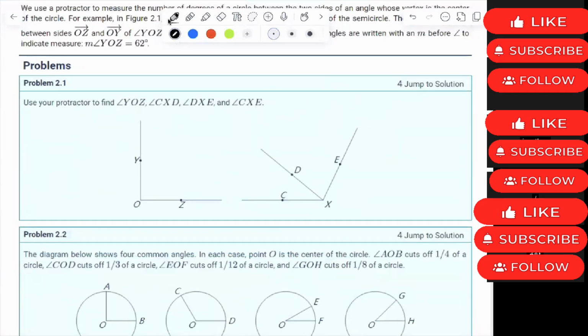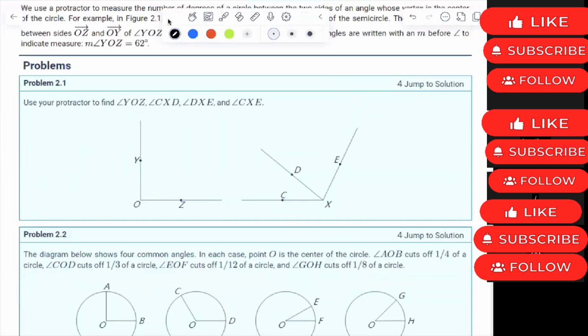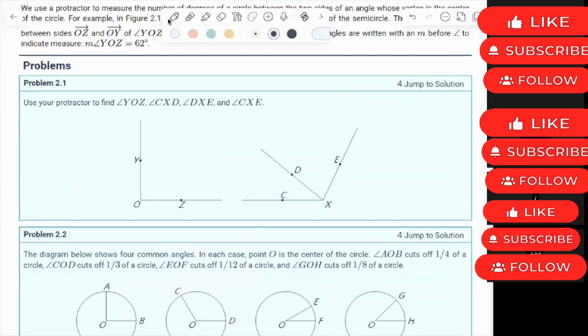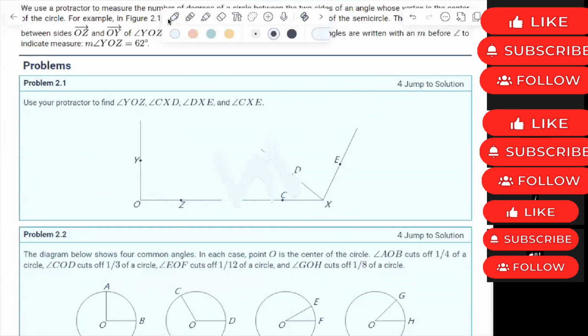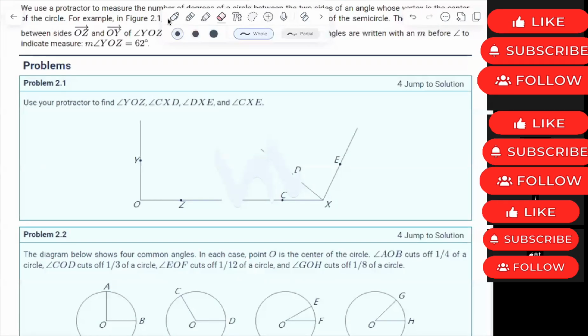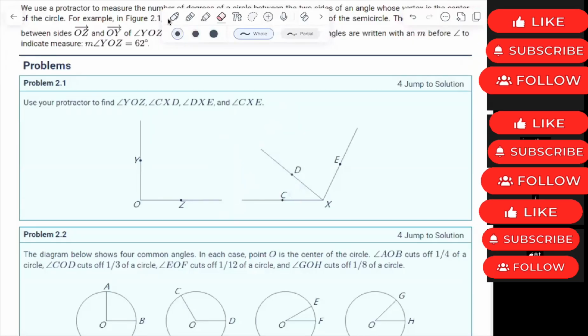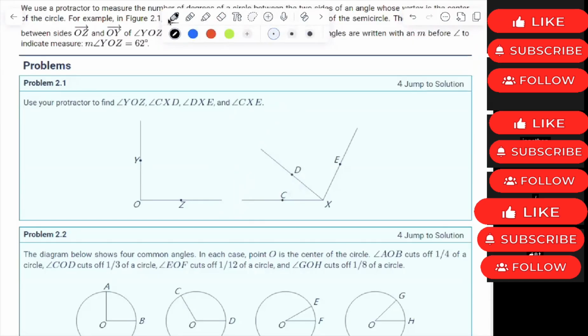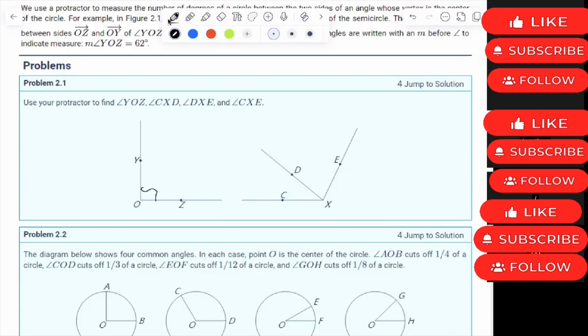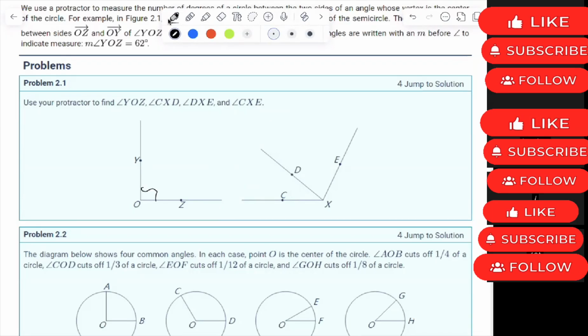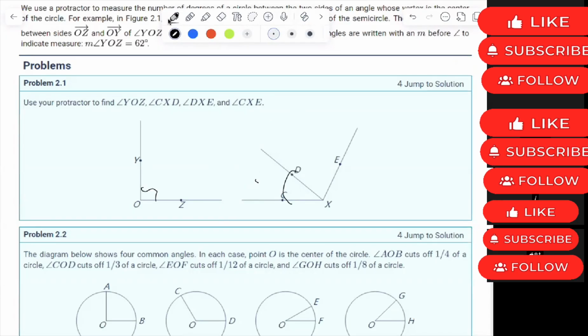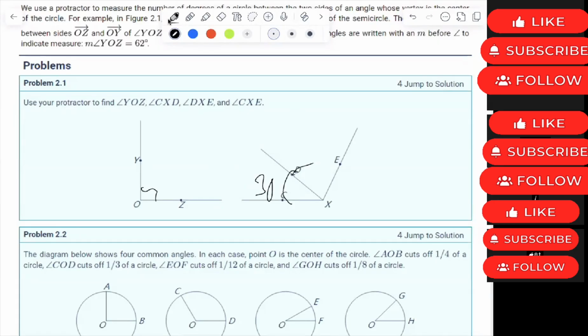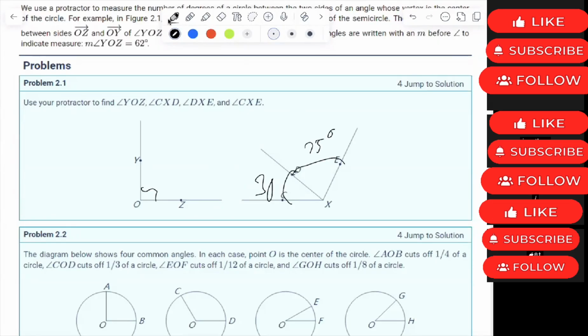Use your protractor to find YOZ. I don't think I have a protractor. YOZ is clearly a 90-degree angle. CXD, you can eyeball it. It's around 30 degrees. And this is around 75 degrees, you could say.